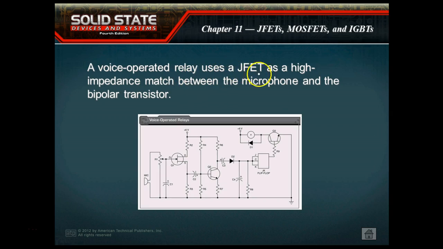A voice operated relay uses the JFET as a high input impedance match between a microphone and a bipolar transistor. So this is what we see most often. The biggest advantage of a bipolar transistor over FETs is they can handle a lot of power. We always have a resistance in the channel. So we can make it low, but we can't get it as low as a bipolar transistor. So a bipolar transistor can handle higher voltages. They can handle a lot of power. The big advantage of FETs is they have an extremely high input impedance because we're working against a reverse bias.